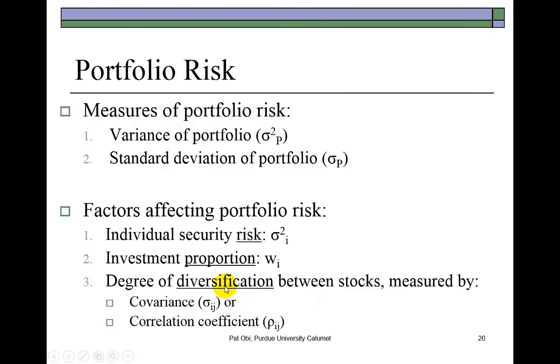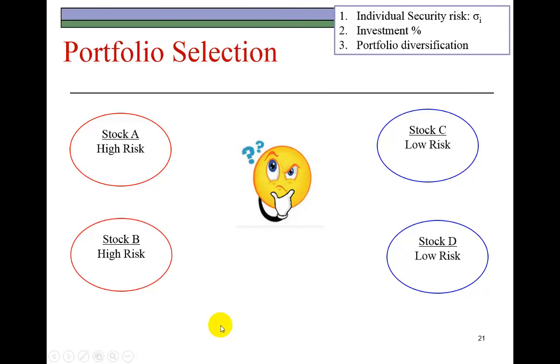Diversification is going to be measured using the statistical metric called covariance or correlation coefficient. And I'm going to explain each of these. Let's say that there are 4 stocks at your disposal. Stocks A and B are high-risk stocks, and stocks C and D are low-risk stocks. Here you're thinking, which of these 2 stocks should I invest in? You're considering investing in a portfolio of 2 securities.